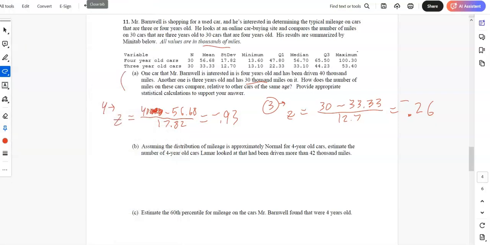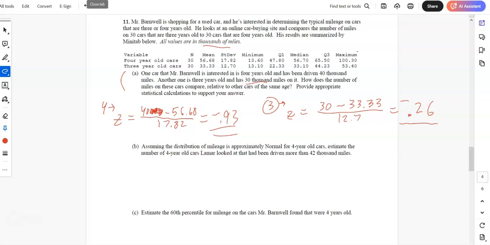How does the number of miles compare relative to cars, provide support for your answer. How do they compare? So the 3-year-old car is closer to the mean. It's only 0.26 standard deviations below the mean, so it's closer to the mean, which is what we expect for a 3-year-old car. Whereas the 4-year-old car has fewer miles than we expected at 4 years old, because it's almost 1 standard deviation below the mean, so quite a bit less. So this might be the better deal mileage-wise, at least.